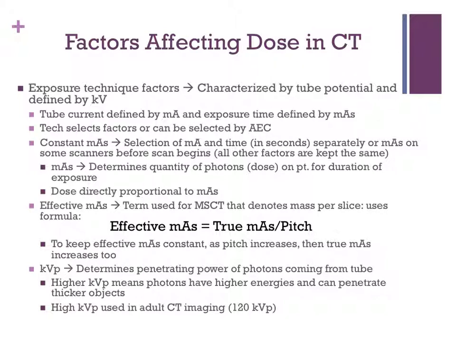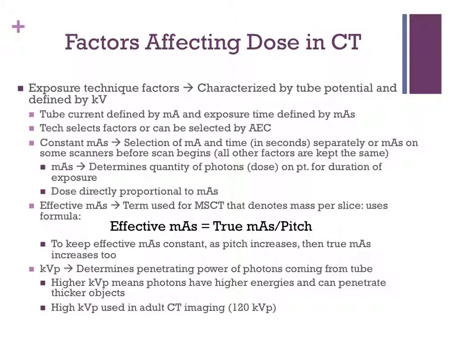Effective mAs is the term used for multi-slice CT scanners that denotes mAs per slice. It uses the formula true mAs divided by pitch equals effective mAs. So basically, in order to keep the effective mAs constant, as the pitch increases, the true mAs must be increased as well. For example, increasing the pitch from 1 to 2 then increases the mAs per rotation from 100 to 200, while the relative CTDI volume stays the same.